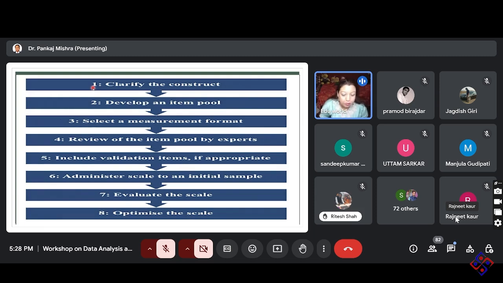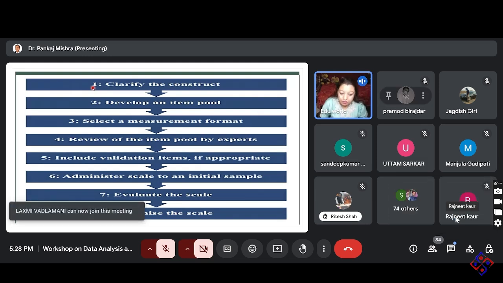Review the item pool by expert. So review of the item pool by expert is nothing but a validation. It's a phase validation, or we can say it's a content validation. Okay, validity of the research. Validity of the research is nothing but the purpose for which we are using the questionnaire; that purpose must be served by applying this questionnaire. That purpose needs to be served.